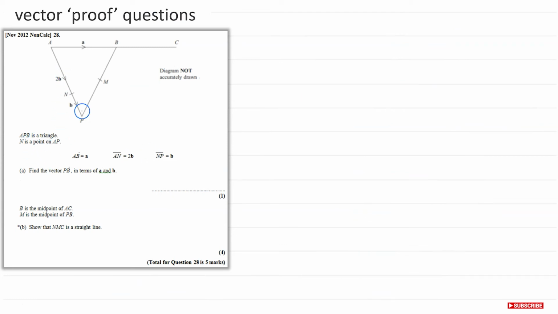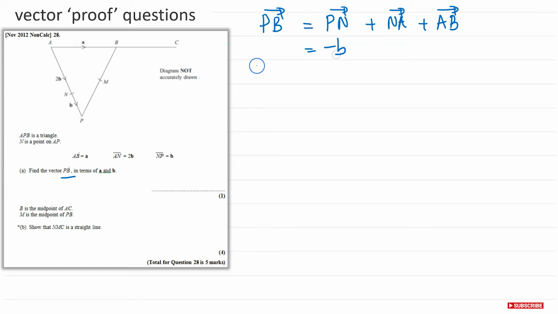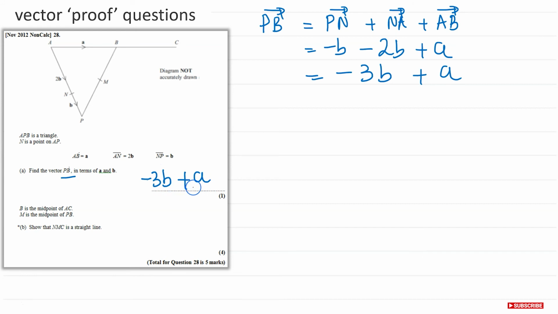We're told APB is a triangle, N is a point on AP, AB is A, AN is 2B, and then NP is B. Find the vector PB in terms of A and B. So vector PB is going to be equal to vector PN plus vector NA, N to A, plus vector A to B. Okay, so P to N is going to be negative B, and then we're going to add N to A, which is going to be negative 2B, and then we're going to add A to B, which is plus A. So this is going to give you negative 3B plus A. So I could write it here just in case we need to clear this, negative 3B plus A. You can also write this as A take away 3B.